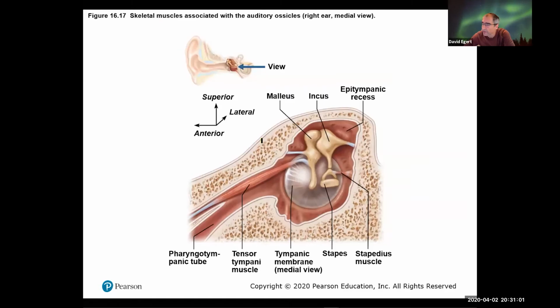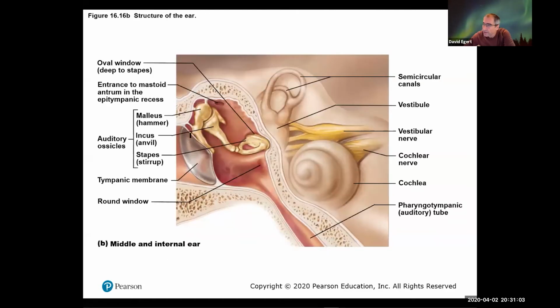So middle ear, again, eardrum, also known as tympanic membrane, the ossicles, hammer, anvil, and stirrup, or malleus, incus, and stapes, and then they are going to be pushing and pulling on this little membrane called the oval window. You should definitely know the oval window. That's the little membrane so the vibration can get transmitted into the inner ear.